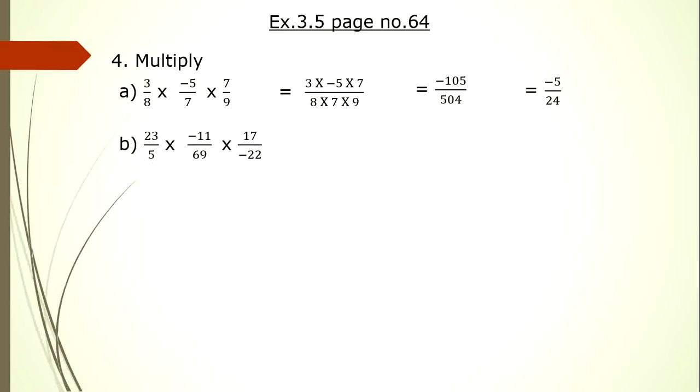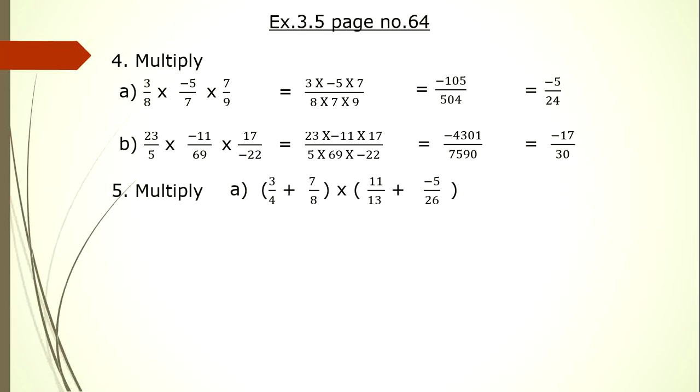23 by 5 into minus 11 by 69 into 17 by minus 22, which gives us minus 23 into minus 11 into 17 by 5 into 69 into minus 22, which gives us minus 4301 by 7590. Children, here instead of multiplying all this, you can just cancel the terms. Here 11 and 22 can be cancelled. Any way you do, you will get the same answer. So here your answer will be minus 7 by 30. However method you adopt, either the cancellation of the terms or multiplying and then simplifying, you get back the same answer.